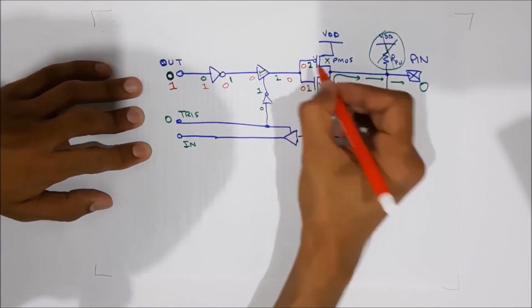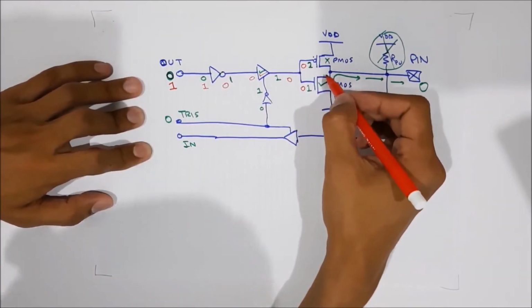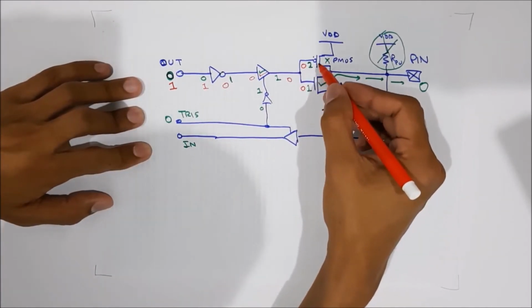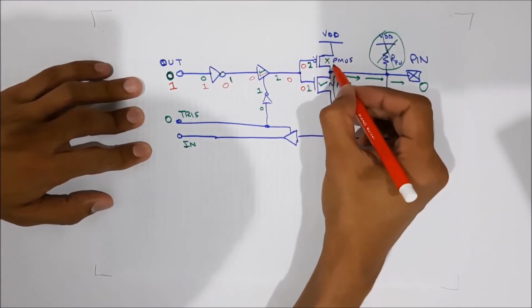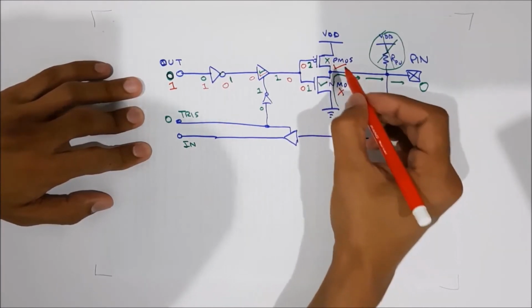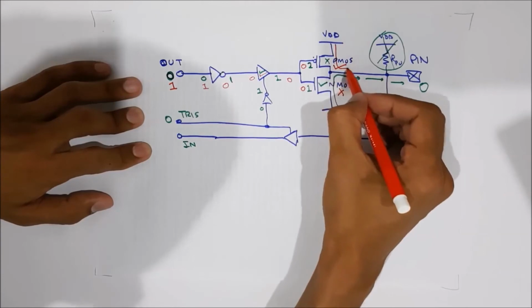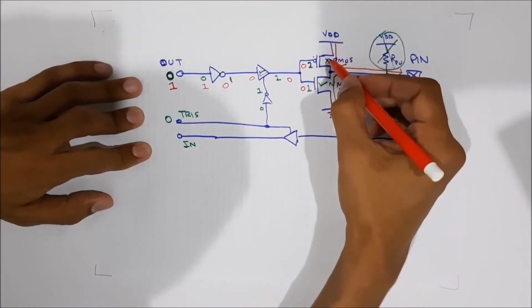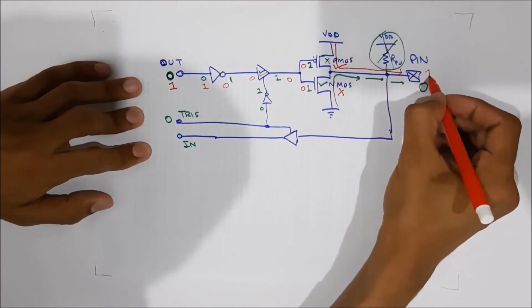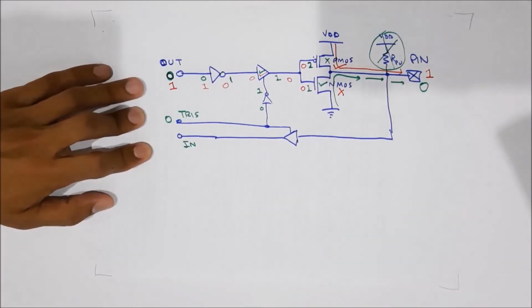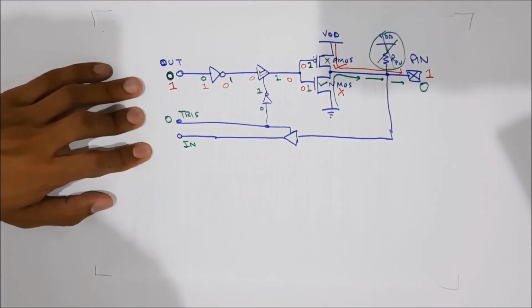Here on both these complementary pairs, it will be a 0 at the gate input. So the PMOS will be on and then NMOS will be off. So VDD will travel through the PMOS to the output pin, and a 1 will be shown at the output pin.